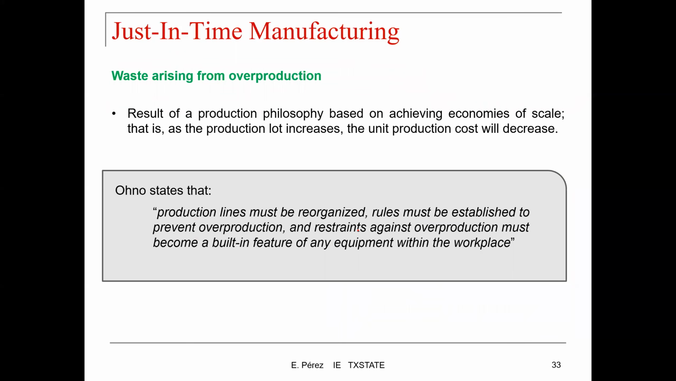Waste arising from overproduction is the result of a production philosophy based on achieving economies of scale. That is, as the production lot increases, the unit production cost will decrease. So Ohno, the person that came up with just-in-time, states that the production line must be reorganized, rules must be established to prevent overproduction, and restraint against overproduction must become a built-in feature of any equipment within the workplace. So that's what just-in-time is trying to do.